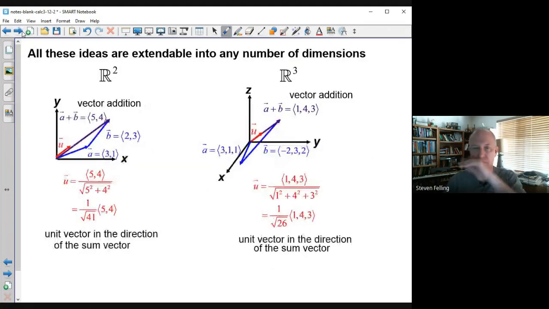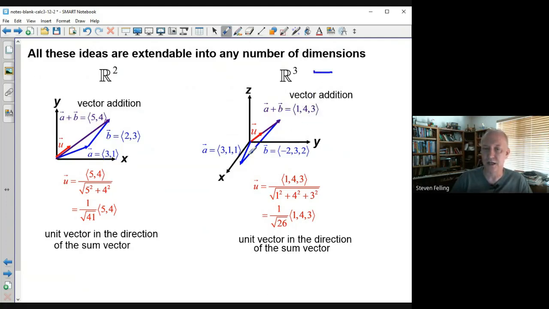Okay, now all the ideas we've talked about so far are extendable into any number of dimensions. If we're in 2-dimensional space, then we have x and y components to the vectors. Maybe we have 2 vectors: the vector a, which is 3, 1, and the vector b, which is 2, 3. If we were to add those 2 vectors together, we would get the vector 5, 4. And then if I wanted a unit vector in the direction of the sum of the vectors a and b, I could take the 5, 4 and divide it by the square root of 5 squared plus 4 squared, which is the square root of 41, to get the unit vector in the direction of the sum vector.